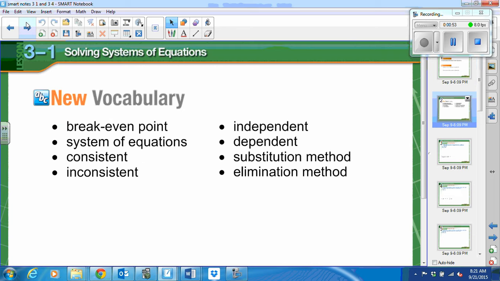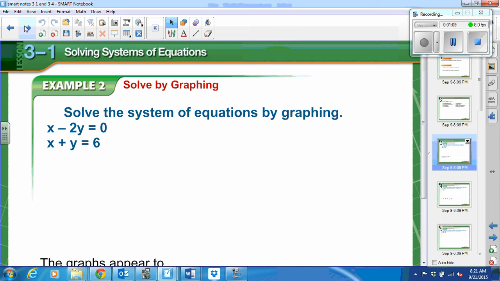So new vocabulary: break-even point, that's essentially where the two lines are equal to each other. System of equations, any group of linear equations. We'll talk about consistent, inconsistent, independent, dependent, substitution method, and elimination method. So let's first of all start by solving the system of equations by graphing.